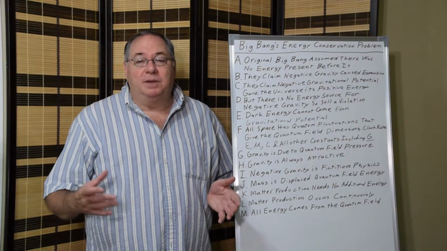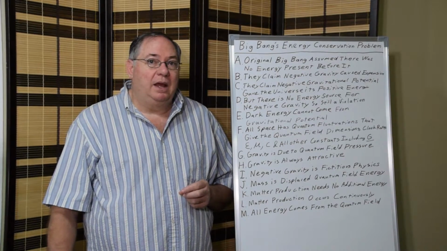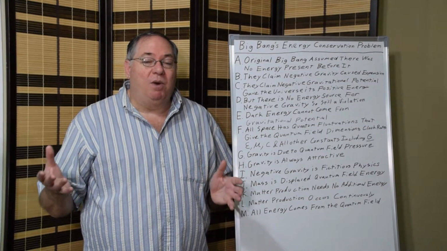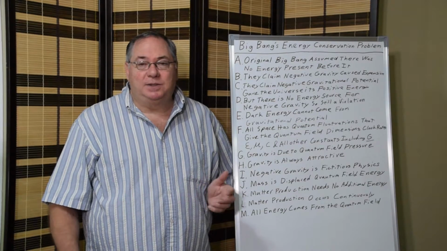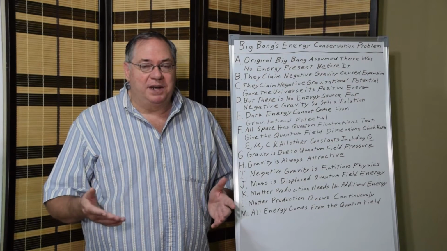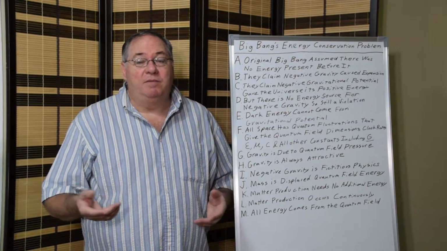The same thing happens with gravity. Objects get pushed together. And this energy comes from the quantum field. It's the quantum field that pushes objects together. And that's another problem with the Big Bang model and their gravitational models together. They don't explain where the accelerating force is.